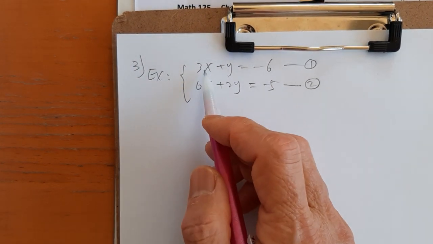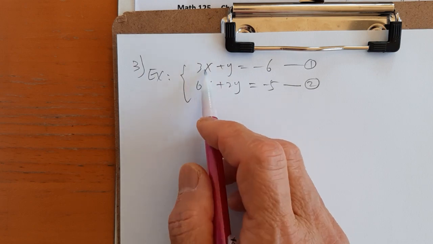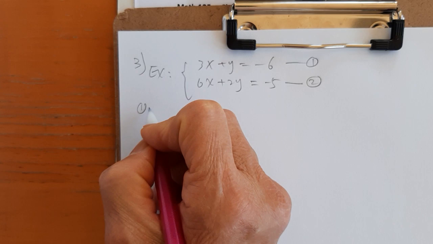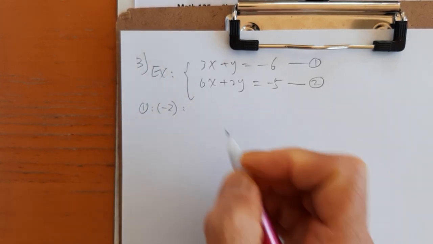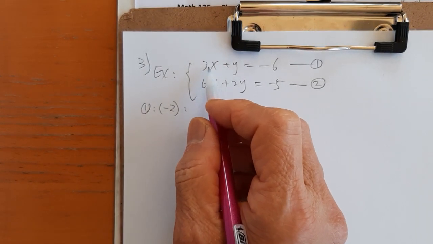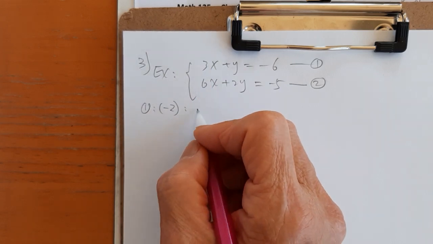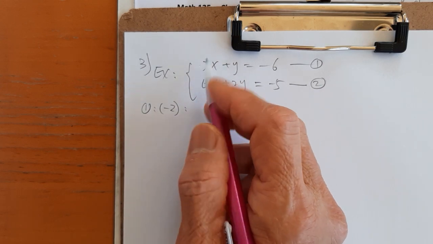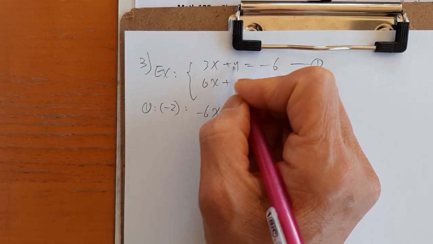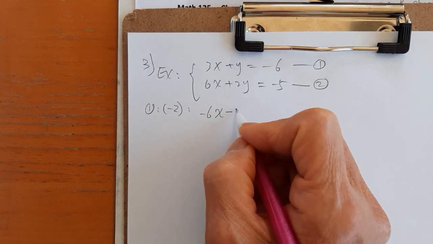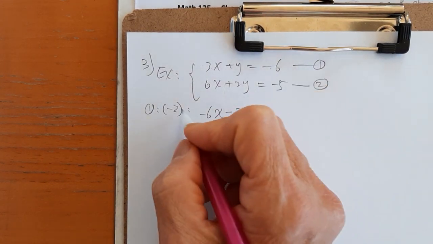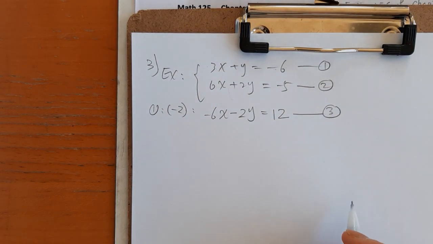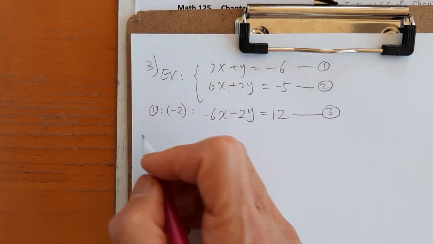So you look at this. Here you can multiply by 2. What you can do is the first equation times negative 2, because each term is multiplied by negative 2. 3x times negative 2 is negative 6x. And plus y times negative 2 is negative 2y. Negative 6 times negative 2 is 12. That's the third equation.